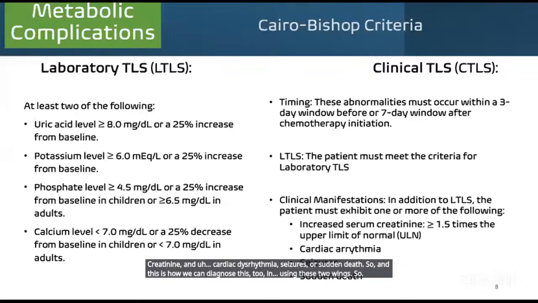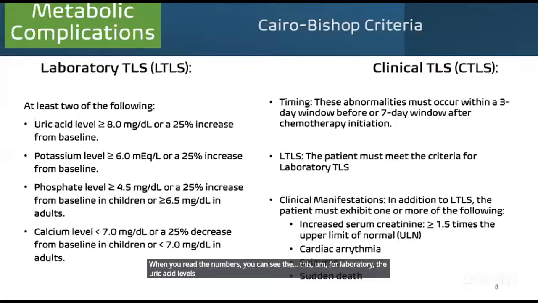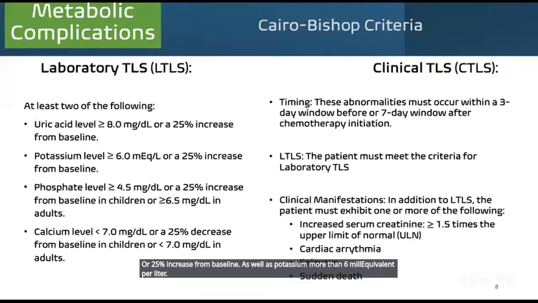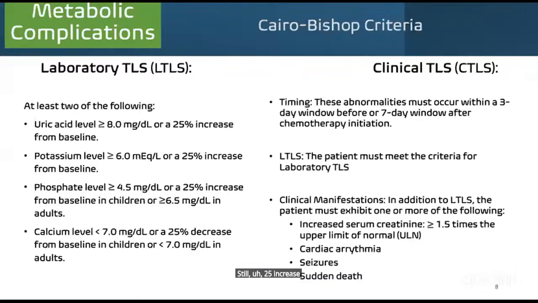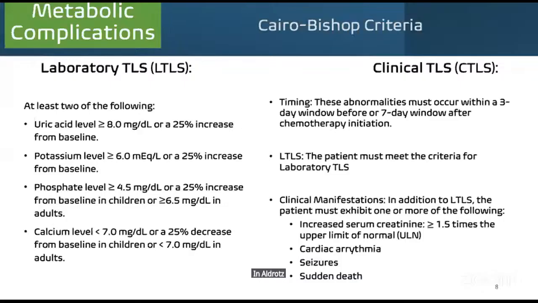When you read the numbers for laboratory, the uric acid level has to be more than 8 milligrams per deciliter, or a 25% increase from baseline, as well as potassium more than 6 milliequivalents per liter, or a 25% increase from baseline again. Phosphate can be more than 4.5 milligrams per deciliter or a 25% increase from baseline in children, or more than 6.5 milligrams per deciliter in adults, as well as calcium at this level.